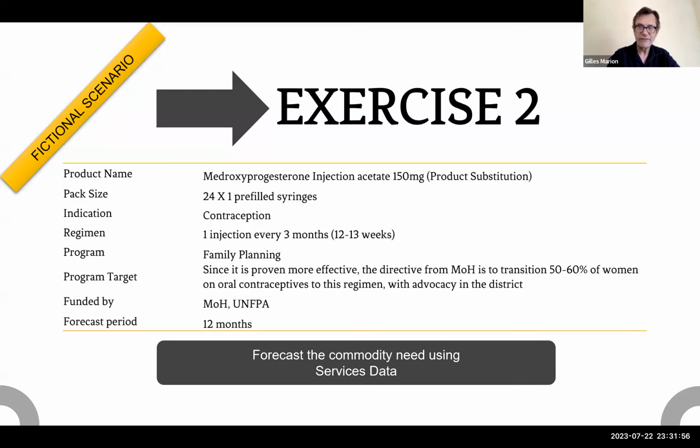It's a family planning program. It's sponsored and funded by the MOH and the UNFPA, the UN Fund for Population Activities, sorry, I don't remember all the acronym of UNFPA.